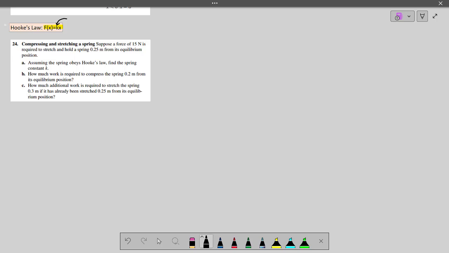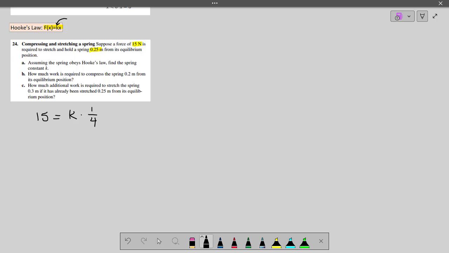Same idea here. So they tell us that it's going to take a force of 15 newtons to stretch and hold the spring 0.25 meters from equilibrium. So that tells us this following data point. So the force is 15 newtons. We don't know what K is. And that 15 newtons force is what it takes to displace it 1/4 of a meter.